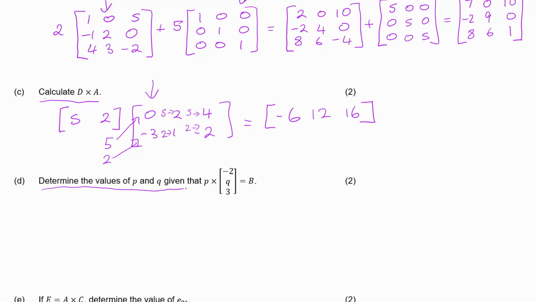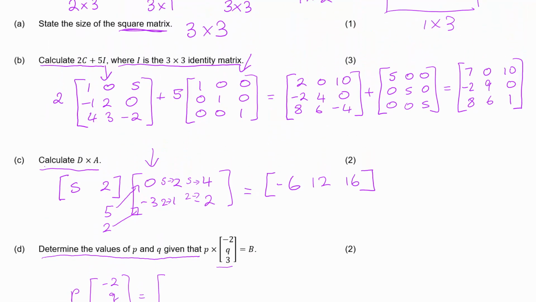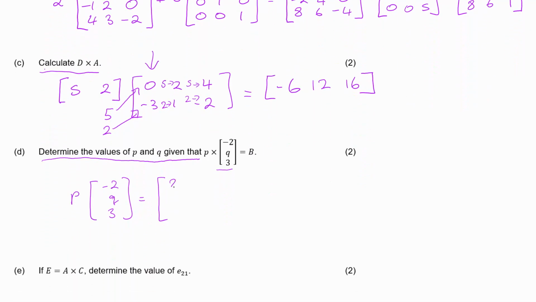Determine the values of P and Q given that P times negative 2Q3 is equal to B. So what we've got is P times negative 2Q3 is equal to the matrix B. And the matrix B was 8, 0, negative 12. Now we can see from the top and the bottom that P must be equal to negative 4.